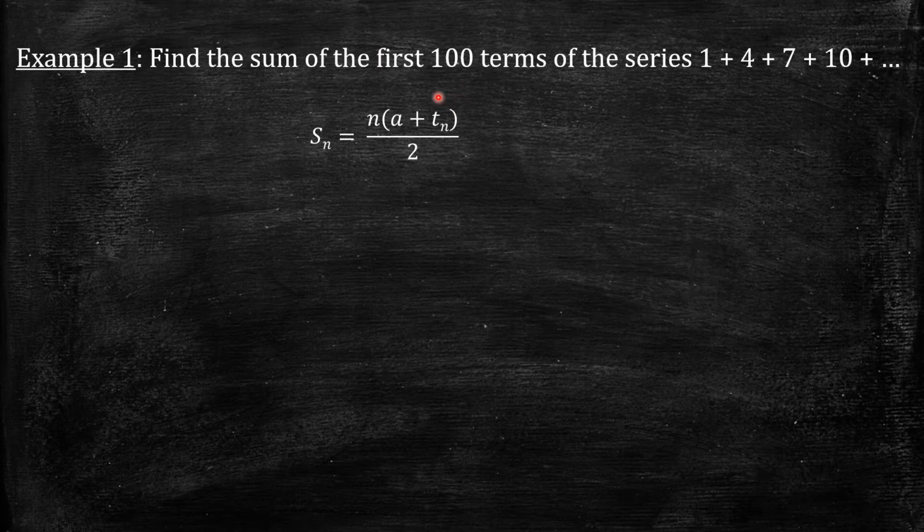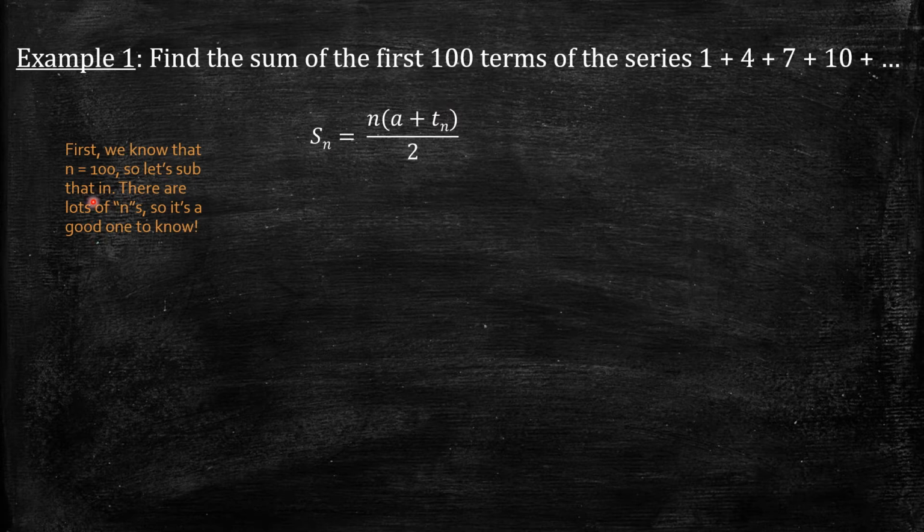Here's the formula. That's the first thing you're going to write down. First thing, write down a formula. What we do know is that n is 100. That's the first 100 terms, so we're going to sub that in. It's great to know n. n is here a lot. Look, n is there, n is there, and n is there. If you know n, it really makes things faster. So we're putting our 100 in for all of the n's.